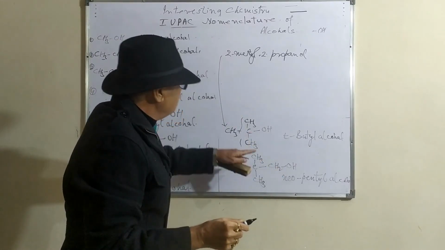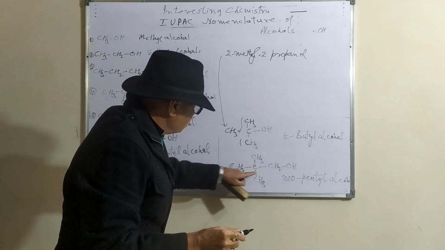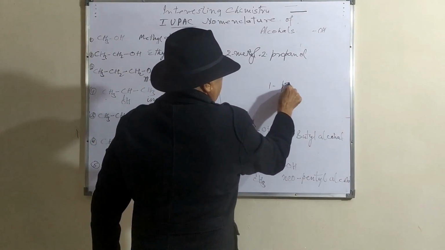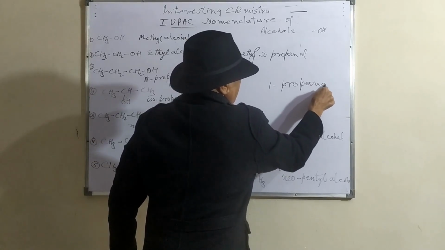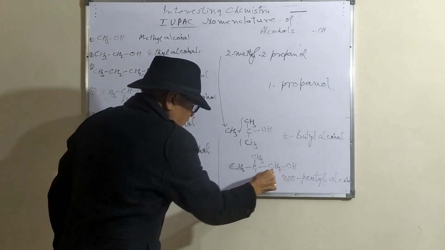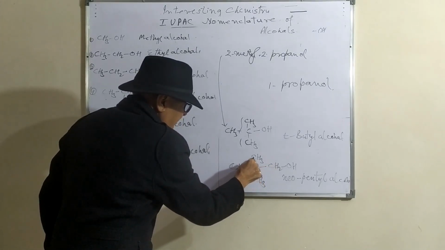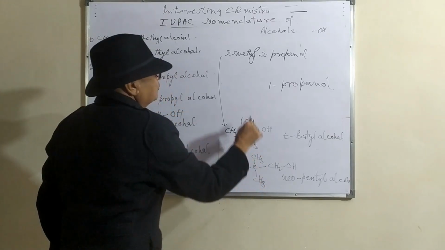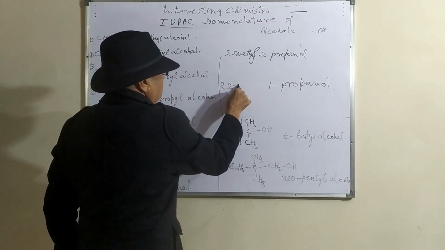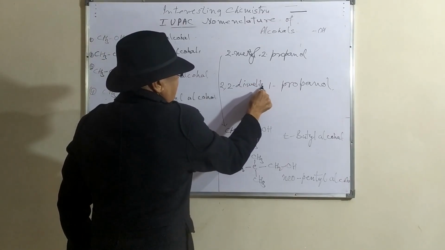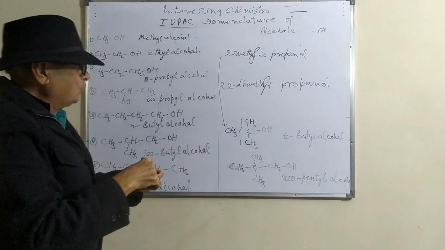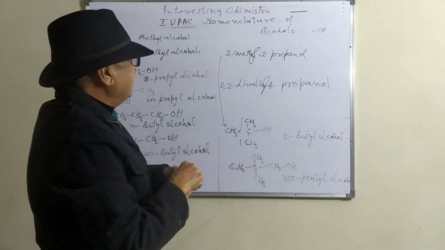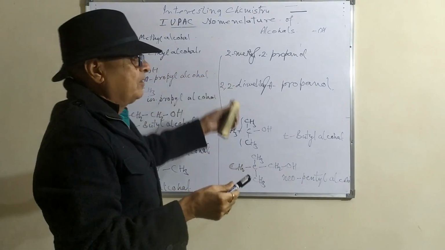Now come to this one. This is not a 2-propanol, but it is CH2OH. It is 1-propanol. 1, 2 and 3, and here the second carbon has 2 methyl groups, so 2,2-dimethyl 1-propanol. So now I have told you the name of this compound.